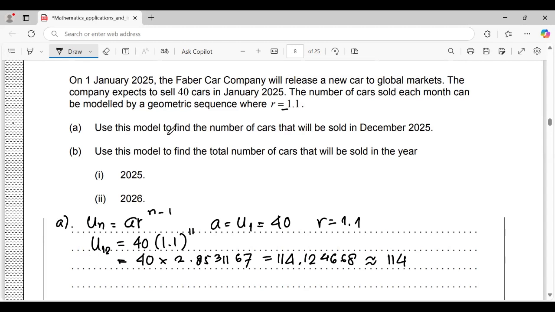Next, use this model to find the total number of cars that will be sold in year 2025.